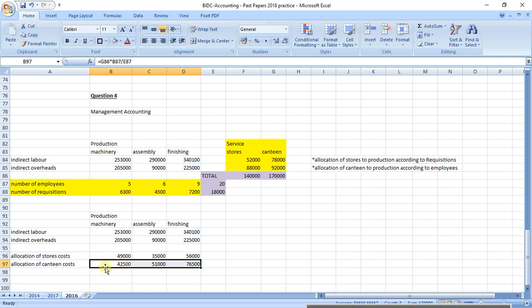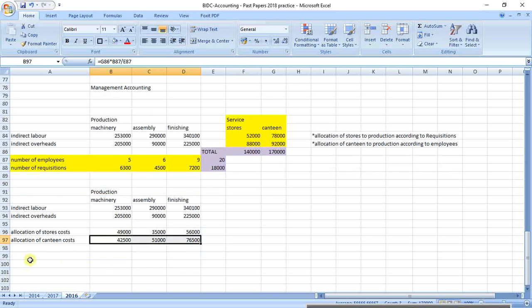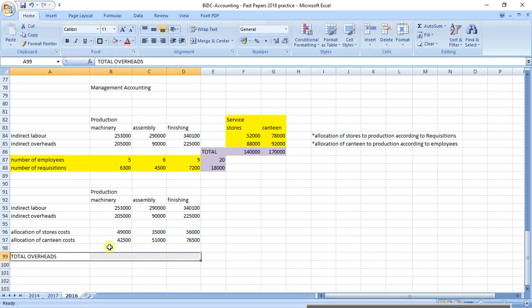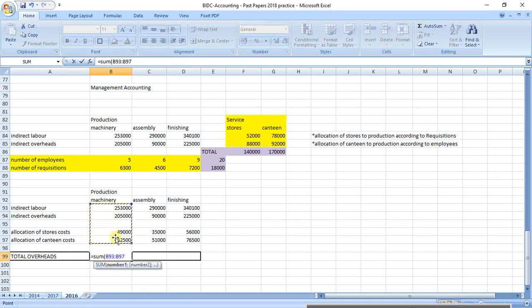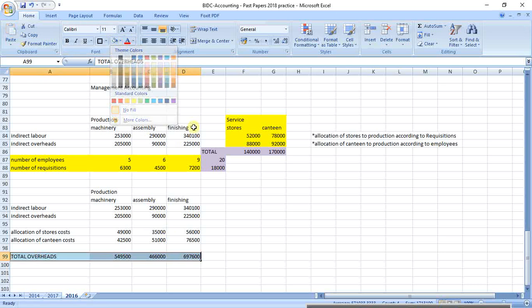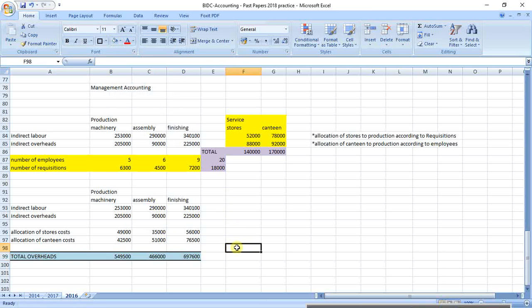So now I need to total. Right, so add up everything. Total overheads equals sum up everything here. Sum all of that, all of this, and all of that. Okay, and those are my total overheads. So now I know what the total overheads are.